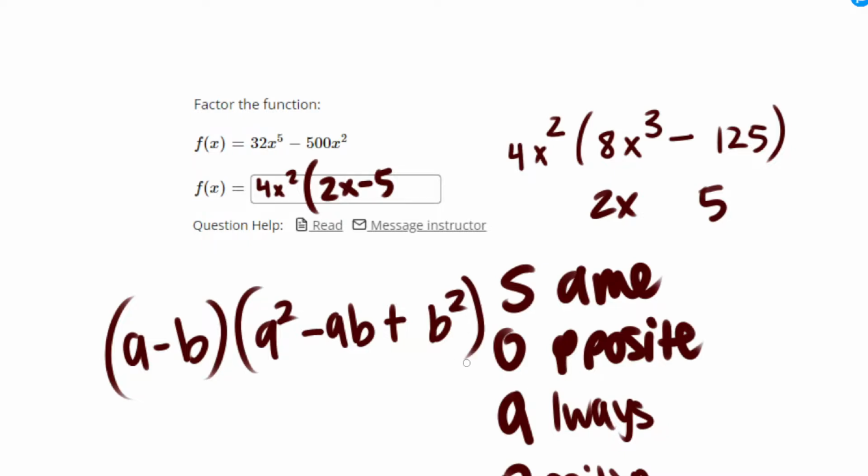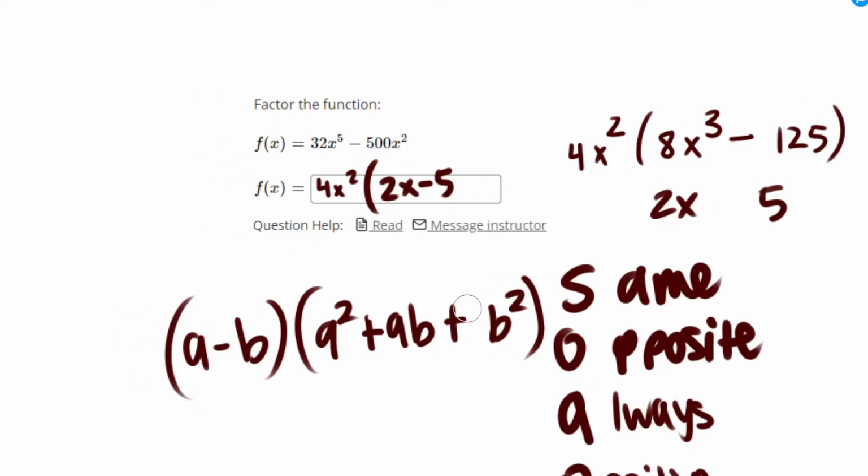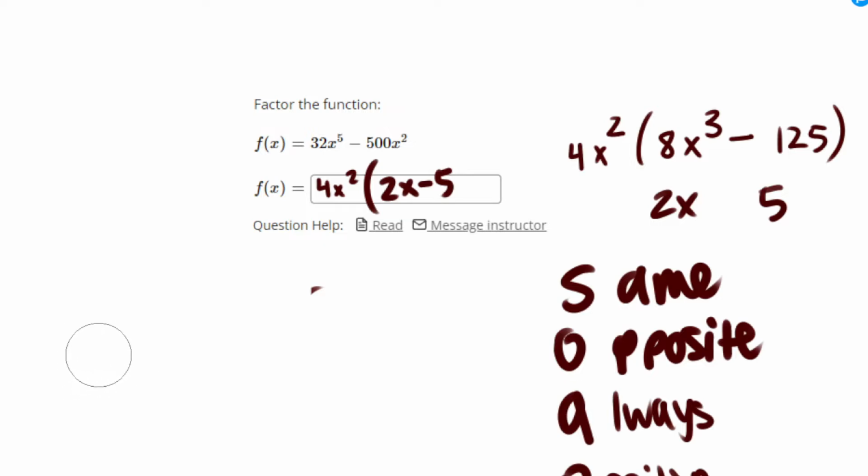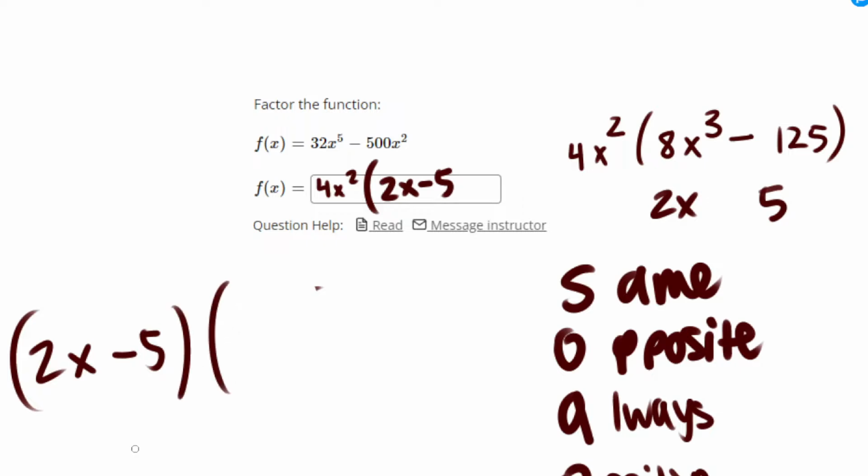And that's for the minus. If you had positive, then this would be plus. If this was a positive, then it would be negative on the inside. So in this case, we have 2x minus 5, so that's this, and then the same.